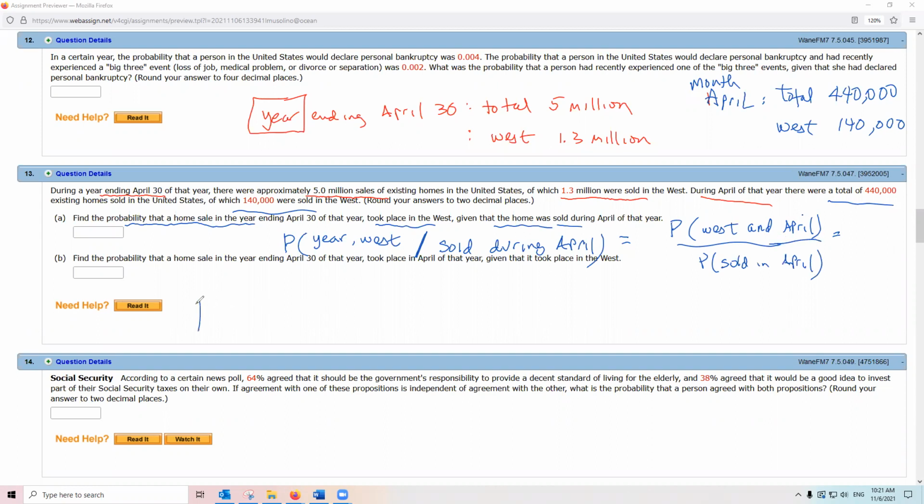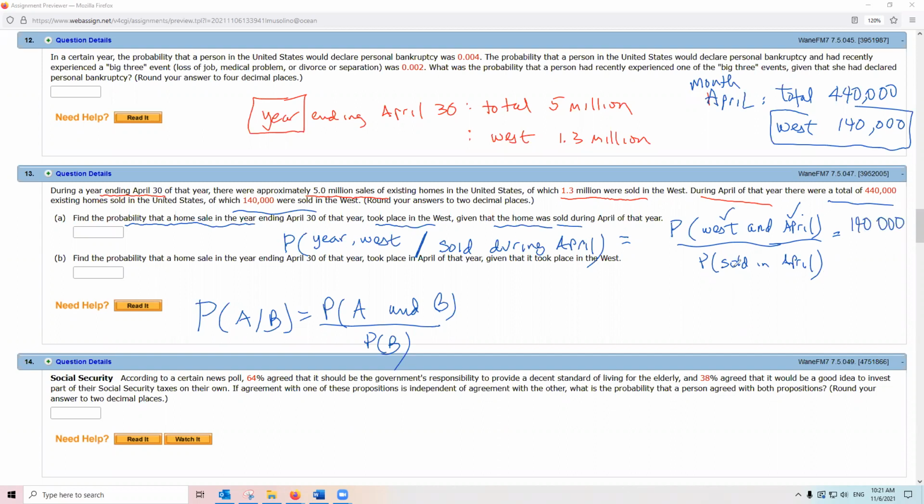Okay, again, I'm just plugging into this formula that says the probability of A given B is the probability of A and B divided by the probability of B. The trick, the key to this problem is clearly matching up events A and B. Well, let me go ahead and plug in. For a home to be in the West and in the month of April is this number, 140,000. Right, so that is the numerator here. And what about the probability that it was sold in April? Well, here is the total sold in April, 440,000.